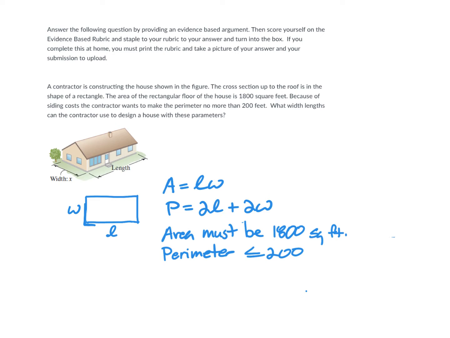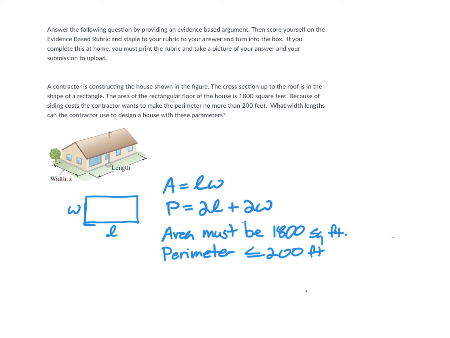So, for my prepare, I went ahead and drew a picture of the cross section that we have here. So I have a width and a length. You can use any variable you want. And then I put together some formulas that I knew already, right? So my perimeter in reference to my picture is going to be 2 times length plus 2 times width. And then my area is length times width. And then I wrote down a couple things that I need to know and figure out here, right? So the area must be 1,800 square feet and the perimeter must be less than 200 feet.